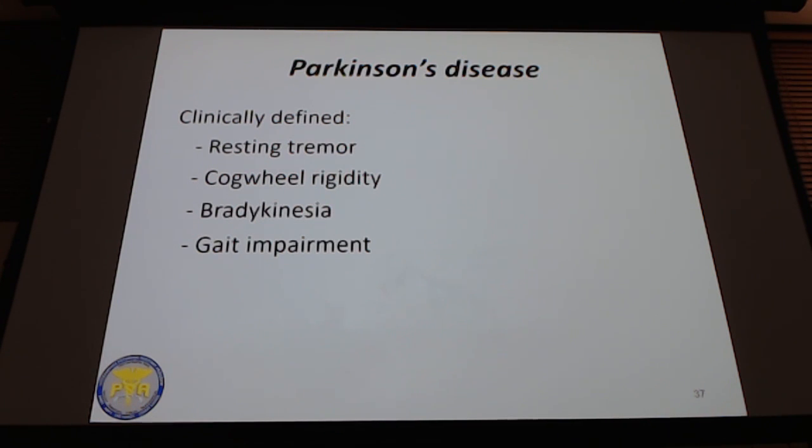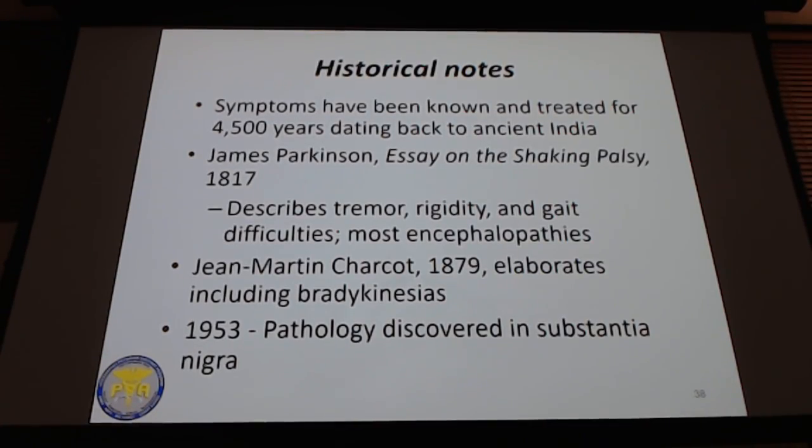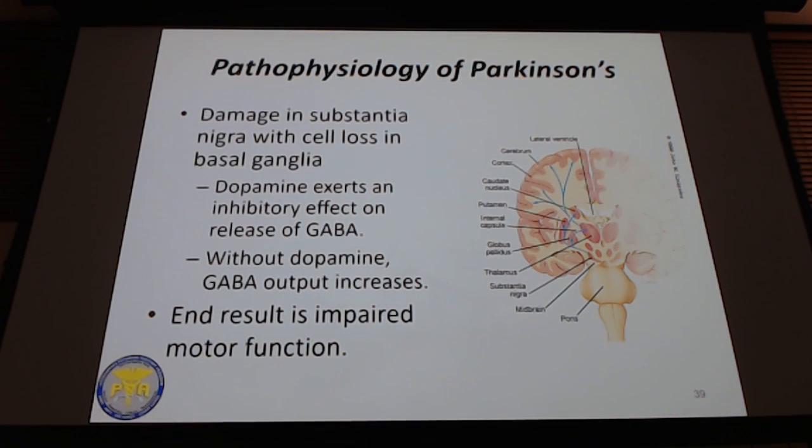All right, Parkinson's disease. We'll have some questions on this, so kind of perk up, pay attention. Definitely, we want to know the clinical definition: resting tremor, cogwheel rigidity, bradykinesia, and gait impairment. By definition, that's Parkinson's disease. Historical notes. I'm just going to jump because I'm not testing you on history, but I think history is interesting. I think it's kind of cool to see how long it's been around and where we're going, so we don't repeat some of the issues.